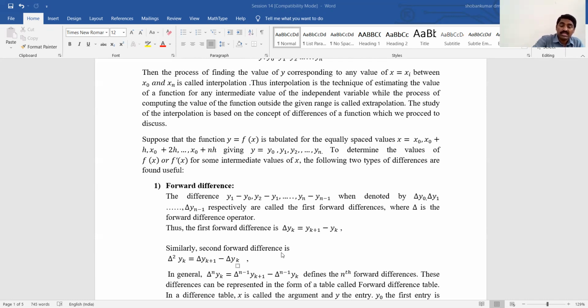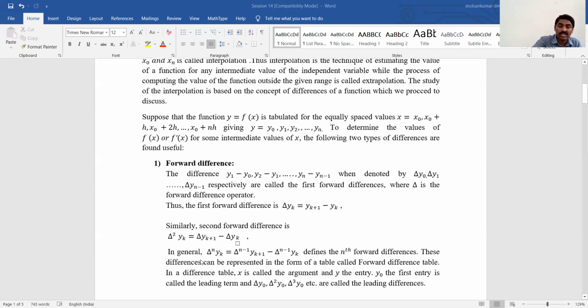Similarly, the second forward difference is delta 2 yk equal to delta yk plus 1 minus delta yk. This is known as the second forward difference, delta 2 yk. Similarly, we can write down the nth forward difference. The nth forward difference is defined as delta n yk equal to delta n minus 1 yk plus 1 minus delta n minus 1 yk. This is the nth forward difference.